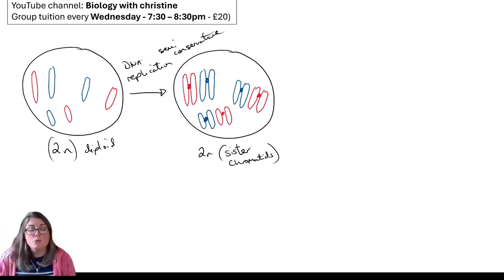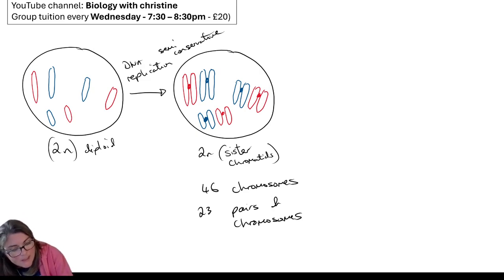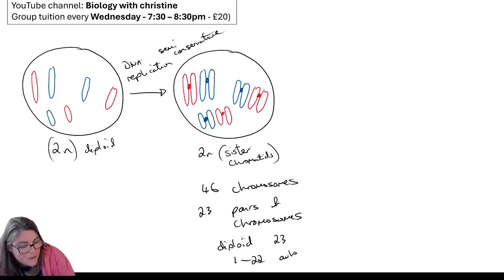That semi-conservative replication will occur, and what we now have is 2 chromosomes, but they're made up of sister chromatids. Now you should know for every single cell, if we use humans, we have 46 chromosomes. We have 23 pairs of chromosomes. Therefore, we have a diploid cell, and there are 23. So from number 1 to 22 is our autosomes. And the 23rd pair is our sex chromosomes.